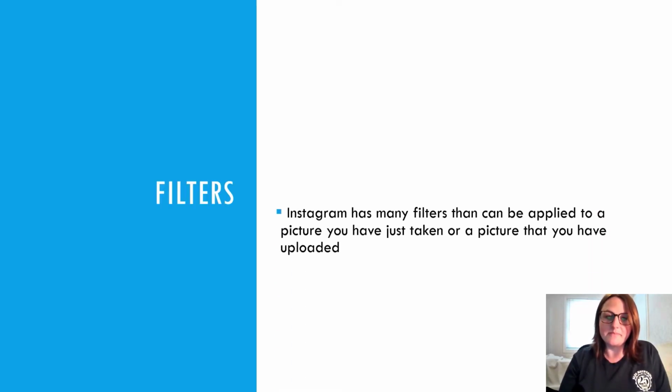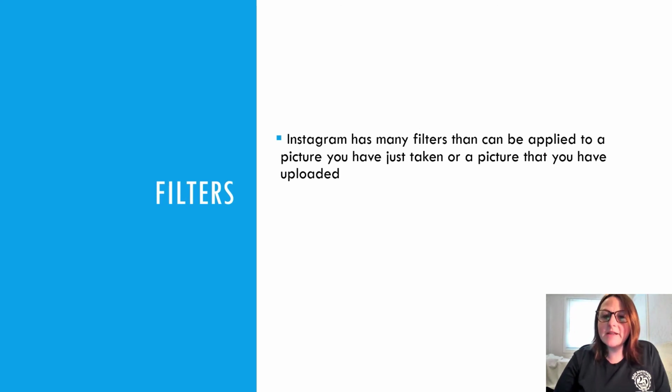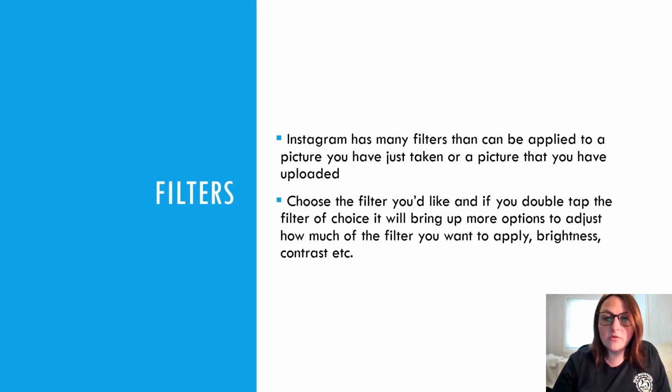Filters. Instagram has many filters that can be applied to a picture you have just taken or a picture that you have uploaded. Choose a filter that you'd like, and if you double tap on the filter of your choice, it'll bring up options to adjust how much of a filter you would like, or to apply brightness, contrast, etc. So what you can do is you can just tap on the picture and you can actually drag the little button across. You can have either a lot of the filter or a little bit of the filter. It's up to you.